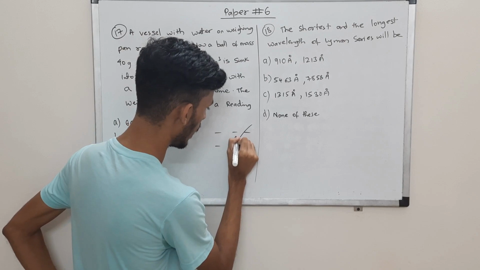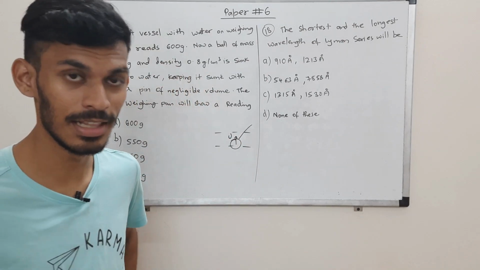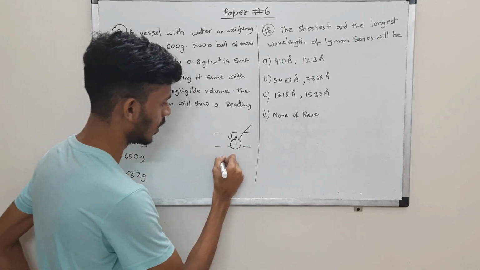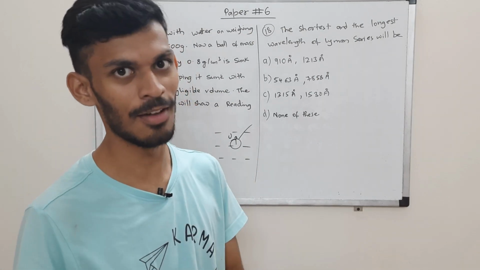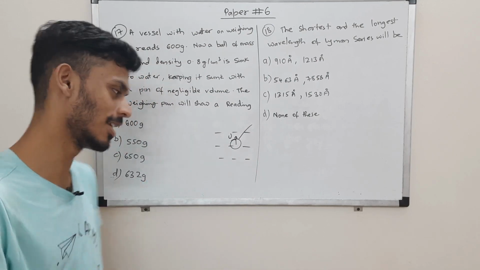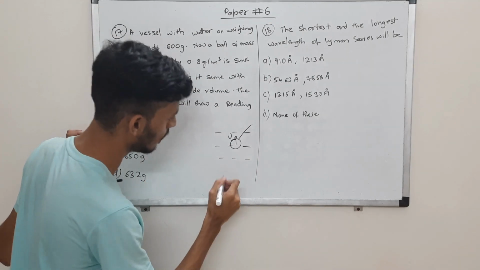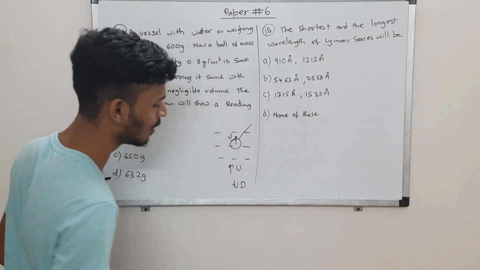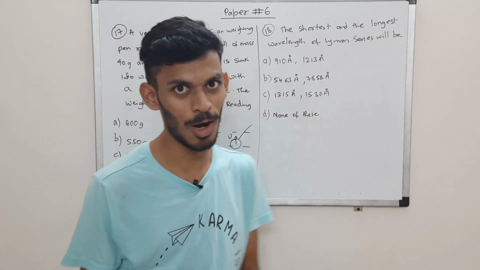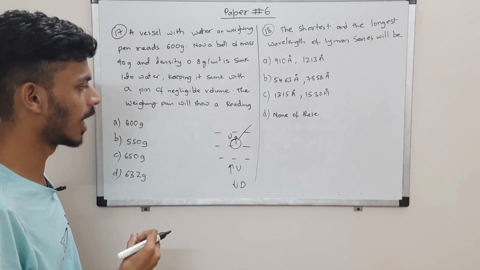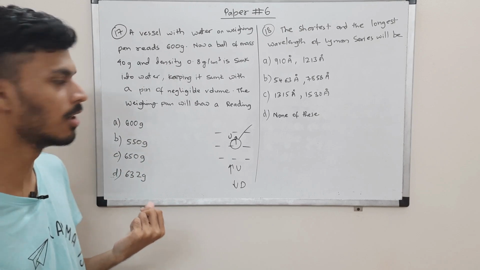There will be some upthrust on this ball, or conversely this ball will put some down thrust on water. Forces exist in pairs. For every action there is an equal and opposite reaction. So basically for upthrust we have down thrust. This down thrust will act on water. Upthrust acts on the ball, and down thrust will act on the water.